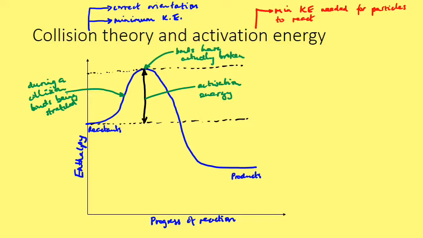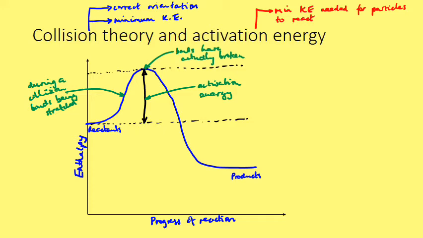So that kinetic energy that was in the colliding particles has been transferred into enthalpy, so the enthalpy level of the intermediaries, i.e. the reactant particles that have had their bonds broken. That's the activation energy, that amount of energy there. And that's the energy barrier that the particles have to overcome before they can react.